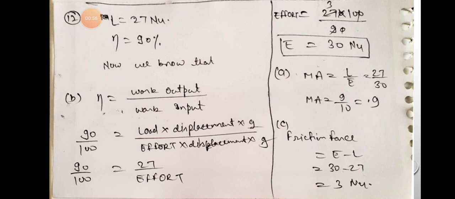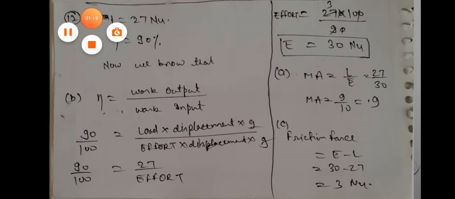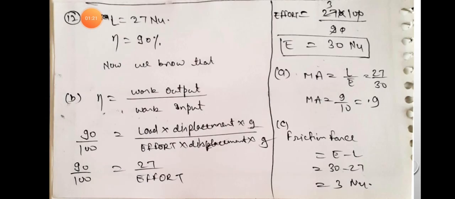So, we have to calculate effort, and work output will be equal to load into displacement. Since there is a single pulley, both displacements will be the same, so they will get cancelled. And since efficiency is given in percentage, to get the exact value we have to divide 90 by 100. So now the equation looks like 90 upon 100 is equal to load, that is 27, upon effort.